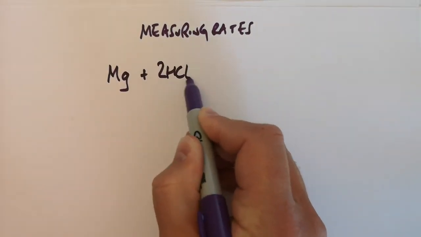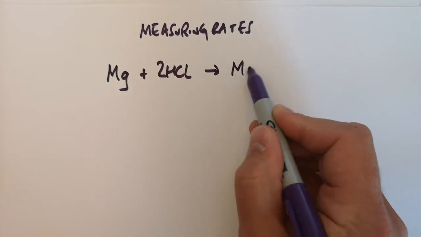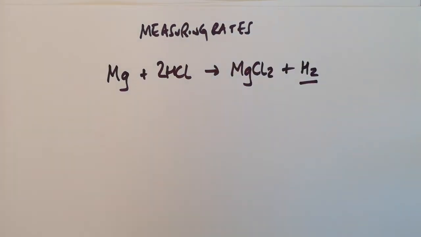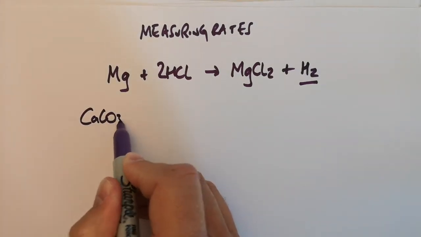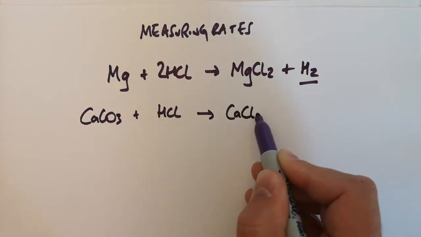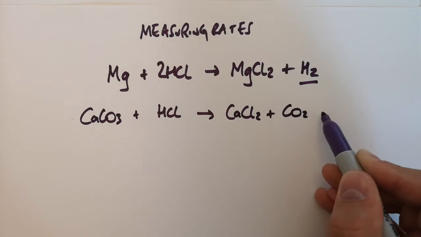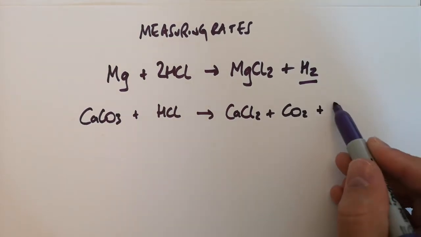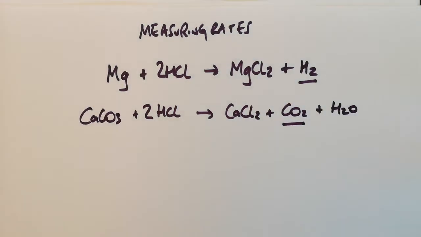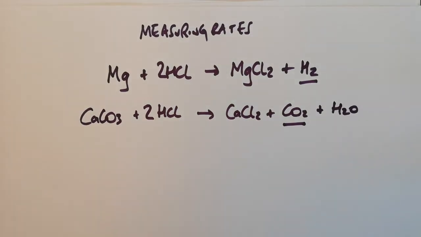an acid, in this case HCl, to produce magnesium chloride and hydrogen, which is a gas, so that is the thing we'll be measuring. You might have also seen something like calcium carbonate plus HCl to produce calcium chloride, carbon dioxide and water, and again here it would be the CO2 that would be the gas that we'll be measuring. So there are two ways in which we can measure the amount of gas produced.